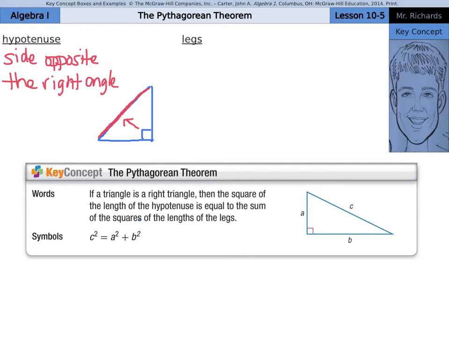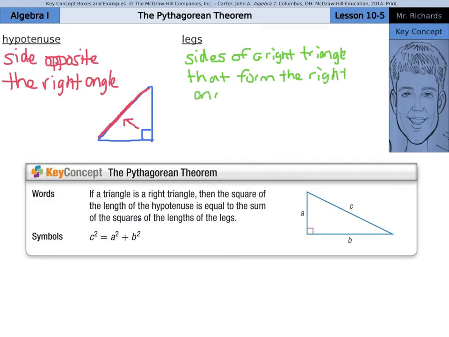What about legs? Well, legs are the sides of a right triangle that form the right angle. And that is, these two sides are our legs.